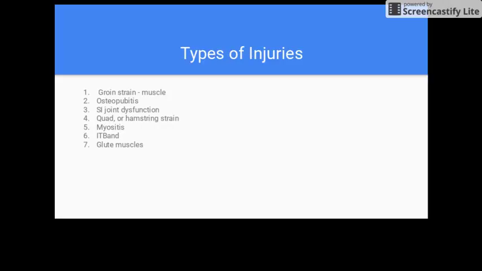You can get a groin strain. You can have osteopubitis, which is one of the goalkeepers at BU who played on ice hockey. He was the #1 draft pick. He had osteopubitis, and it was a problem. We had to end up getting surgery for him.